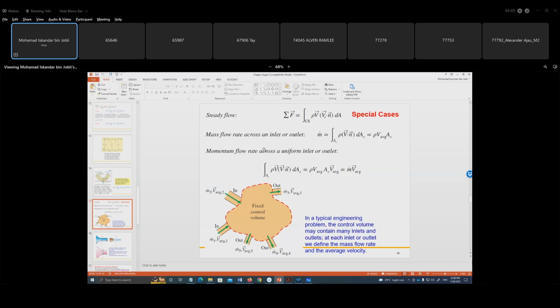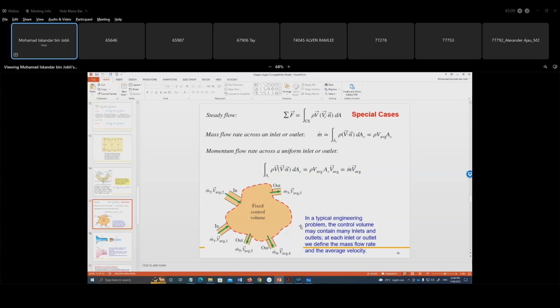Then you have mass flow rate. How do you calculate mass flow rate for a circular pipe? I think you know this. Mass flow rate equals to rho A V. And then the momentum flow rate, you can also rewrite this as m-dot V average.